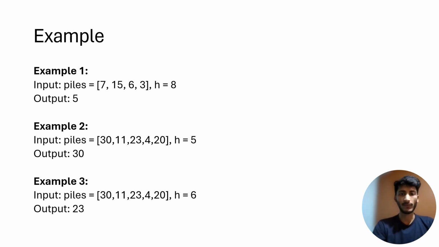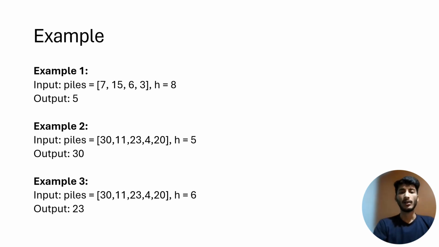We can even confirm that. We'll confirm that in a later example. For now, just see the other examples. For example 2 also, we have 5 different piles, each having a different number of bananas, and within 5 hours, the minimum speed she should be eating each hour is 30.